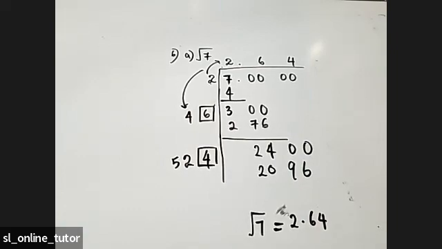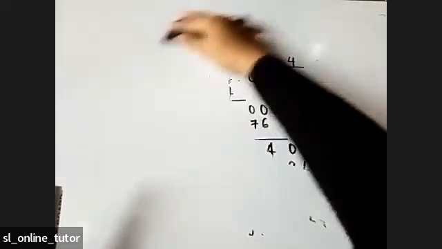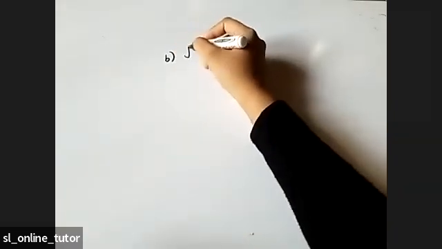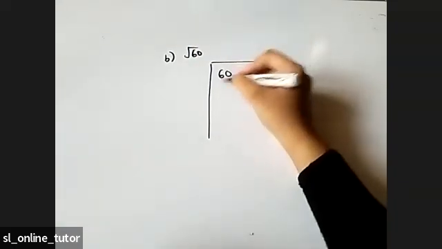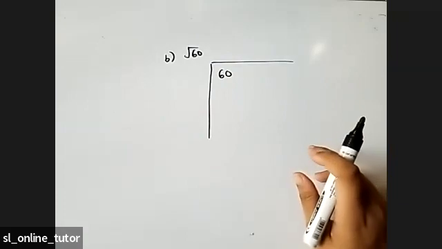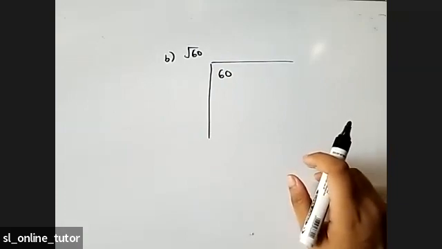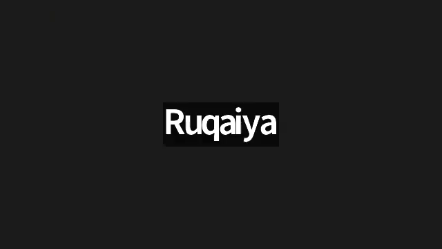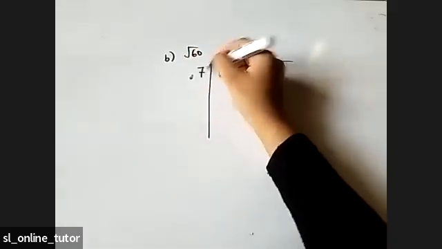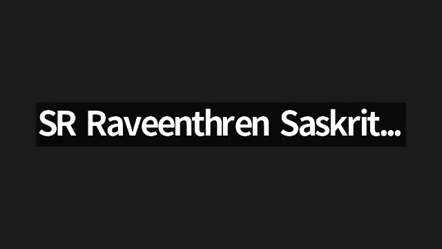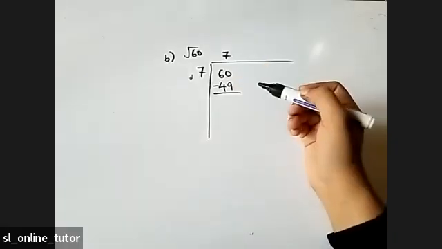Right, let me go to part B. I'll erase the board. Part B. It is given square root of 60, a 2-digit number. 60, the closest perfect square is what? Perfect square. 49. 49 square root is 7. 7 we write here. Now write down 7 times 7, 49. 60 minus 49 is 11.